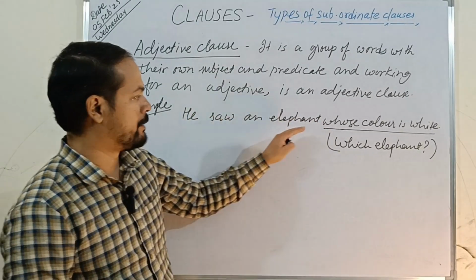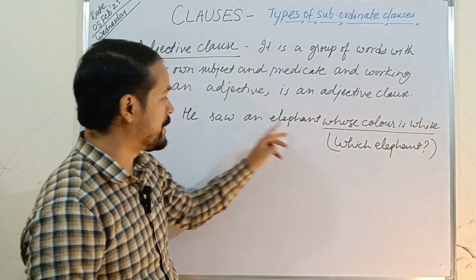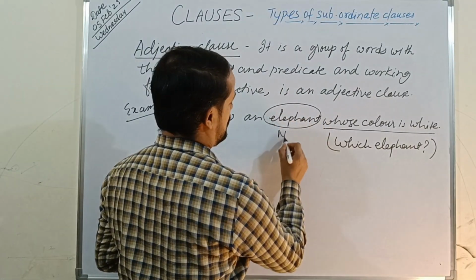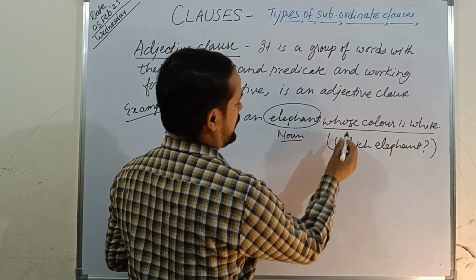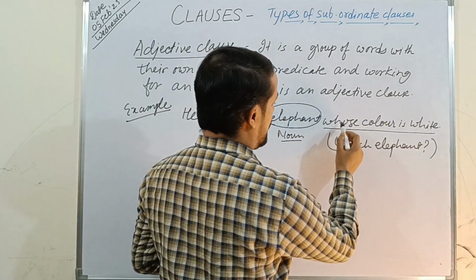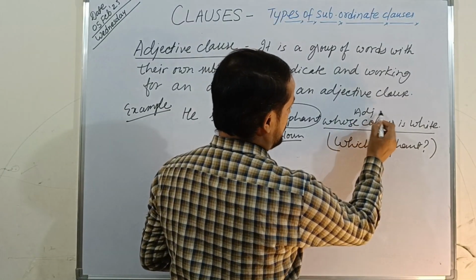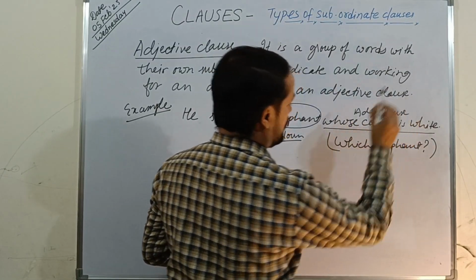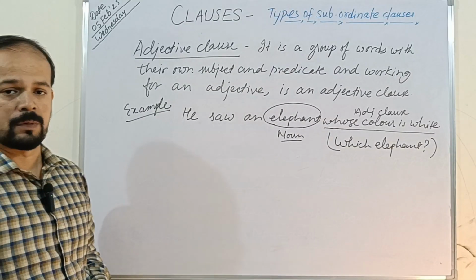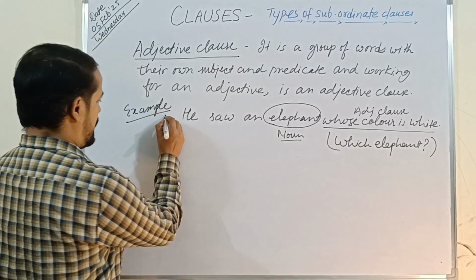He saw an elephant whose color is white. Now which elephant are we talking about? This is the noun that is being qualified by this group of words, right? So here this is an adjective clause, right? Whose color is white. Got it? Another example we can take.